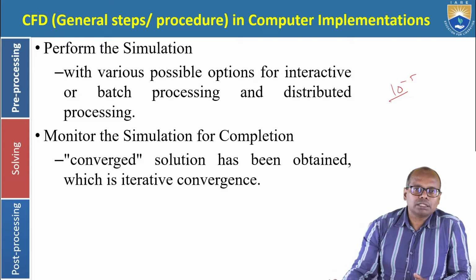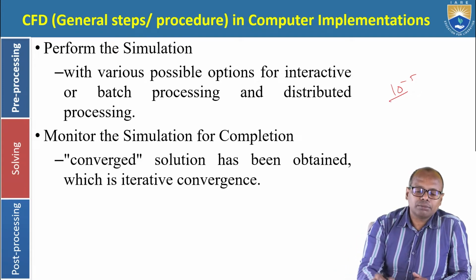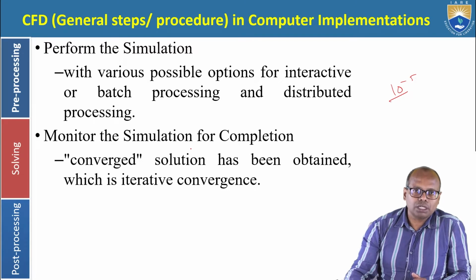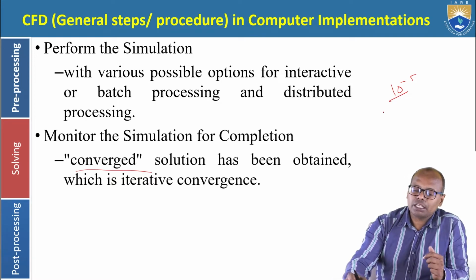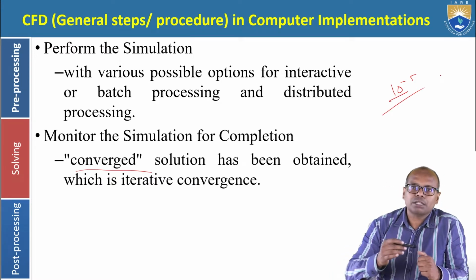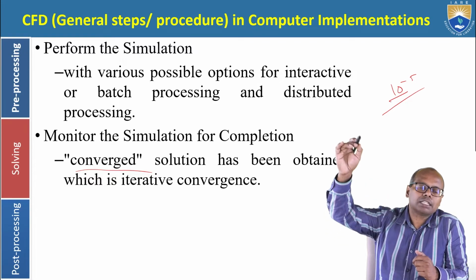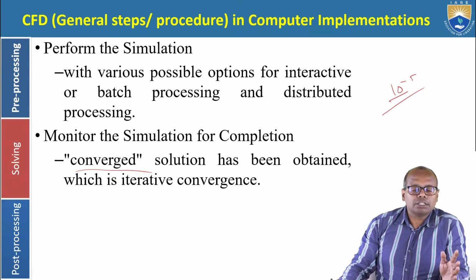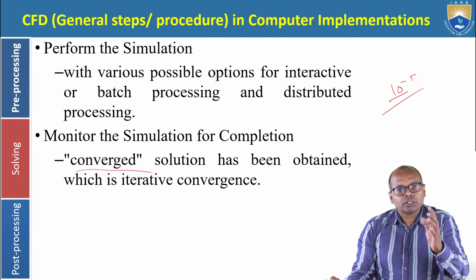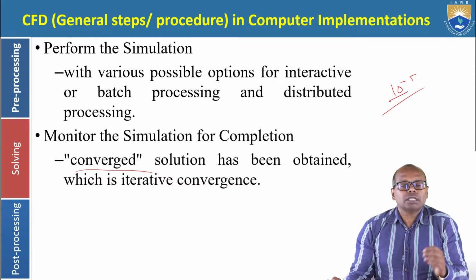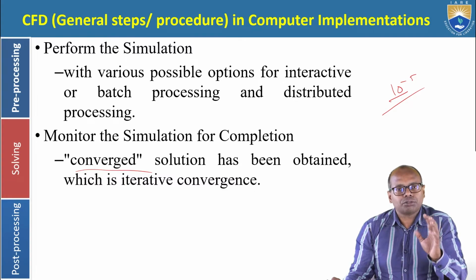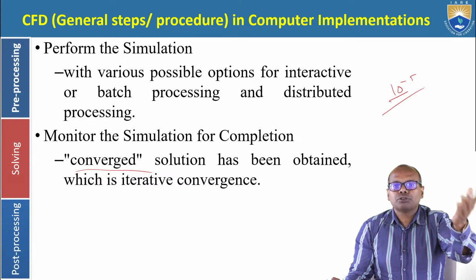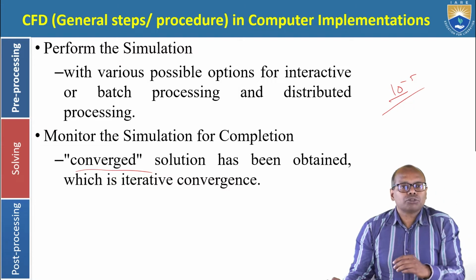Then once these things are done, I have to monitor the solution till the convergence has happened. Sometimes the error keeps on increasing instead of decreasing. If the error is increasing, it is called a divergence case. If the solution is diverging, what do I have to do? I have gone somewhere wrong with the inlet conditions, boundary conditions, or some grid. Somewhere I might have gone wrong. I have to stop the simulation, go back, check all the things, and again start.